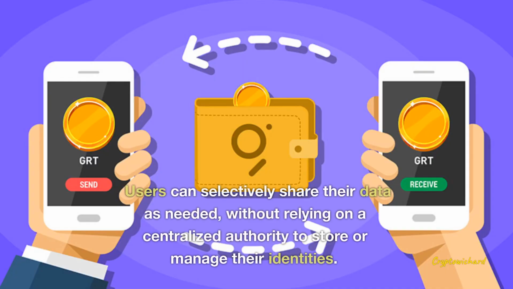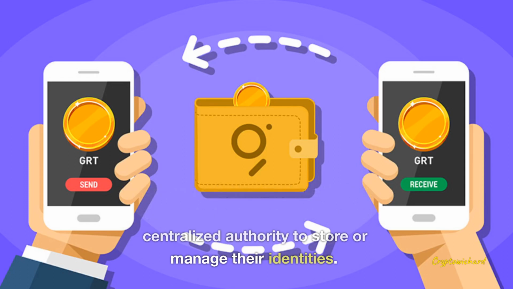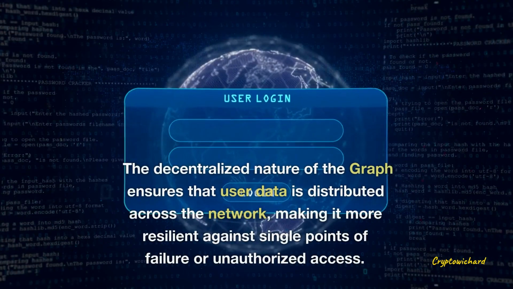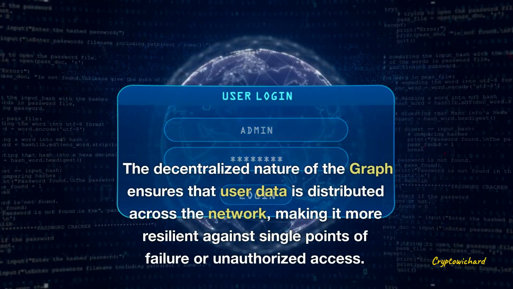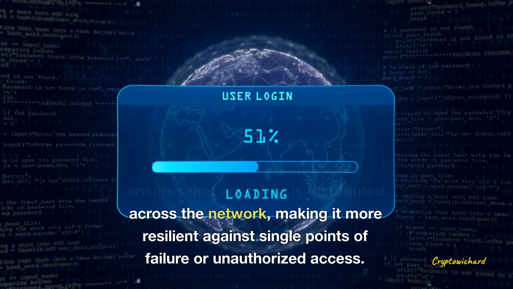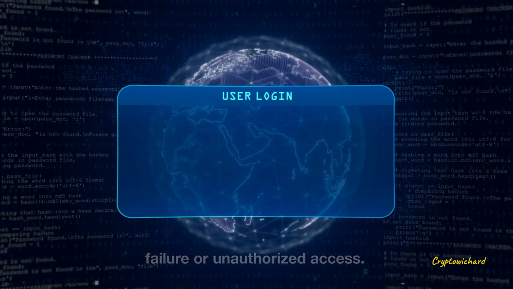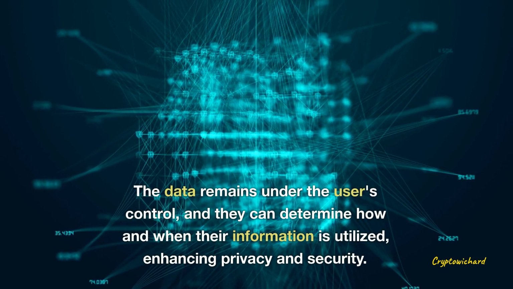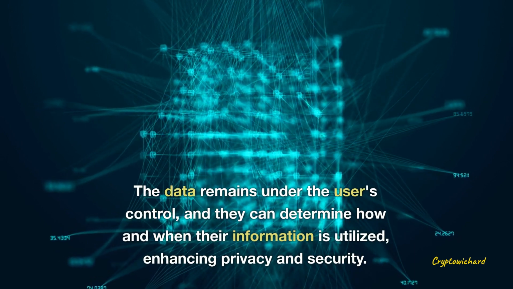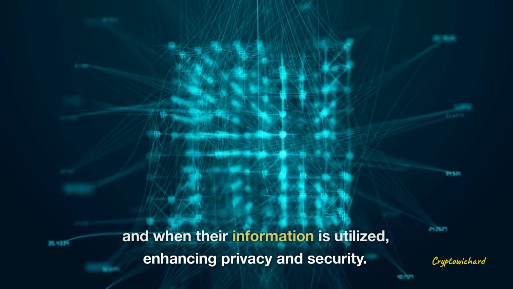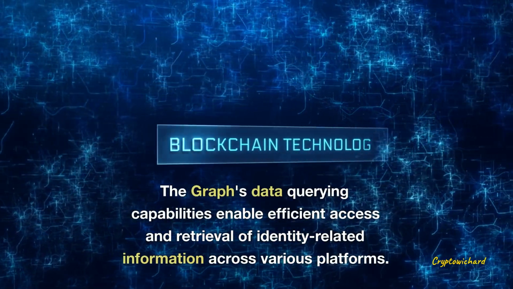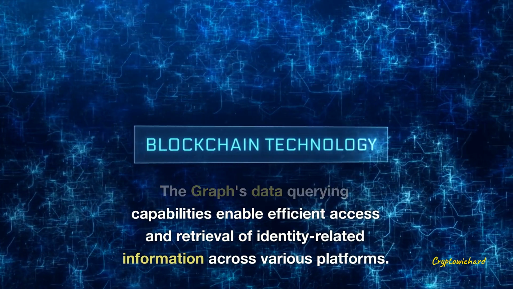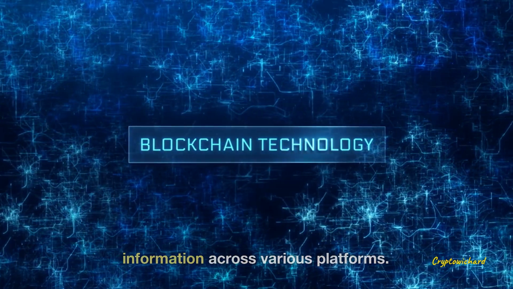Users can selectively share their data as needed, without relying on a centralized authority to store or manage their identities. The decentralized nature of the graph ensures that user data is distributed across the network, making it more resilient against single points of failure or unauthorized access. The data remains under the user's control, and they can determine how and when their information is utilized, enhancing privacy and security. The graph's data querying capabilities enable efficient access and retrieval of identity-related information across various platforms.